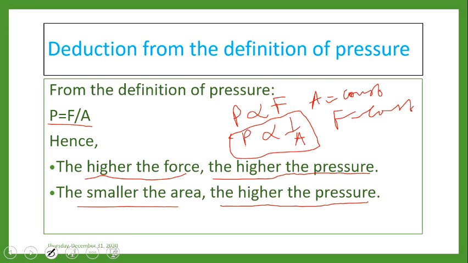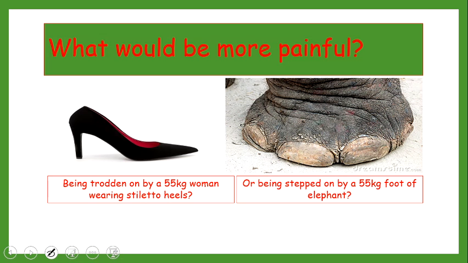And this will enable us to answer the first question that I asked earlier: if you are stepped upon by a 55 kilogram woman, or you are stepped upon by the foot of an elephant, which of the two is going to cause more pain? It is clear that the area covered by the heel of a stiletto is very, very small, and the area covered by the elephant's foot is very, very big. We have said already that pressure is inversely proportional to the area. That shows that the one that has the smaller area is going to cause greater pressure, meaning more pain.